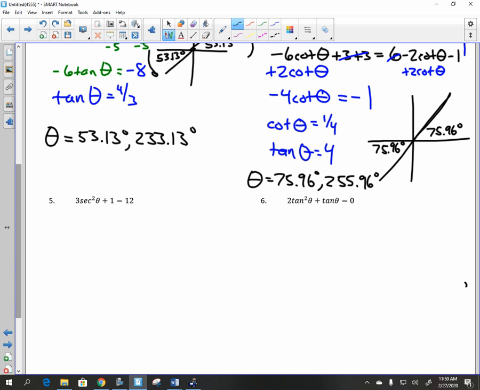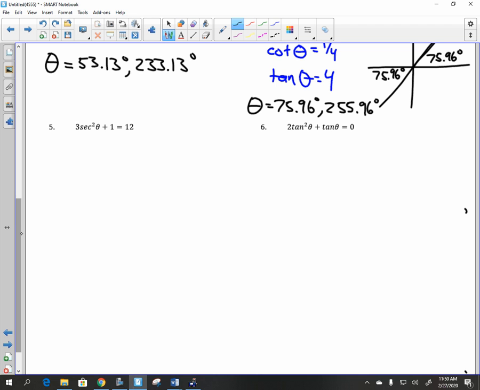Okay, so you've seen excellent examples of what we call linear. Those are linear equations because it's to the first power. I should say linear form. We want to do 3 more problems though. 3 secant squared plus 1 is 12. What's different about that? It's squared. So you're going to see what happens.